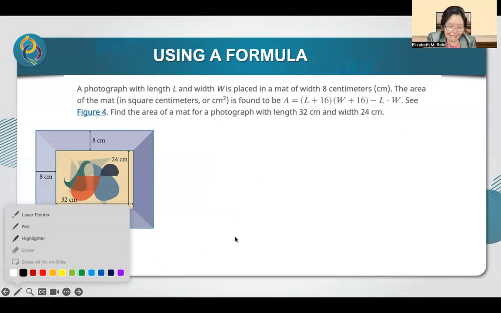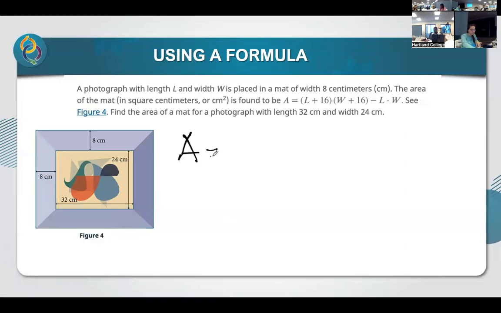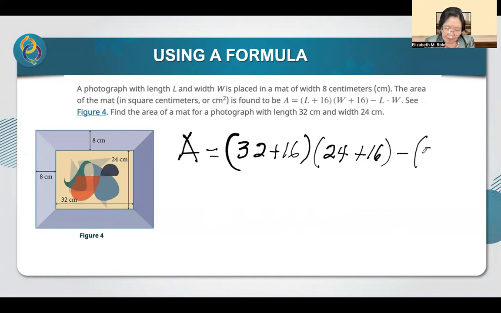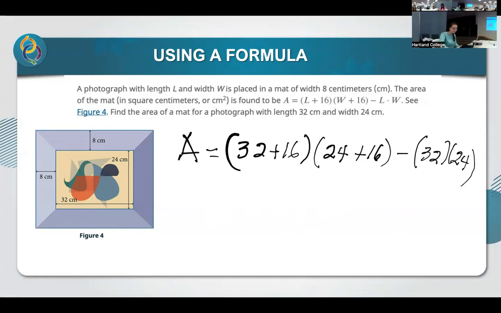Jordan cookies. Yeah, let me just erase that. Okay, how did you get 1152? No, like, how do you... Oh, how? Just replace the numbers. So we did 32 plus 16 times 24 plus 16 minus 32 times 24.